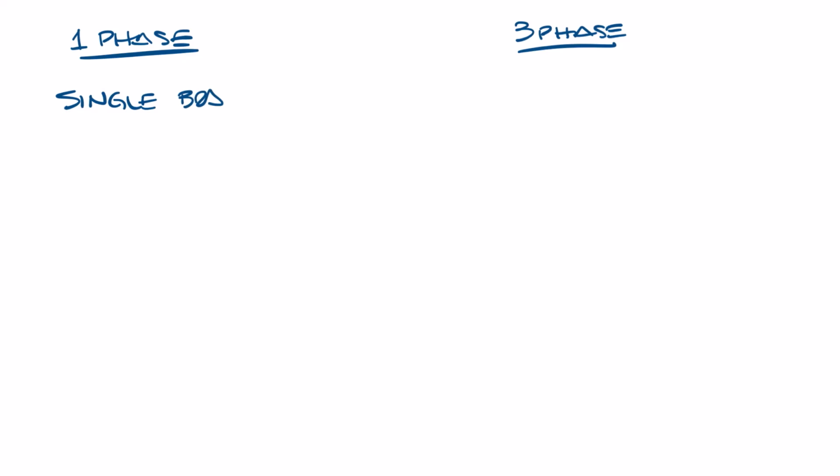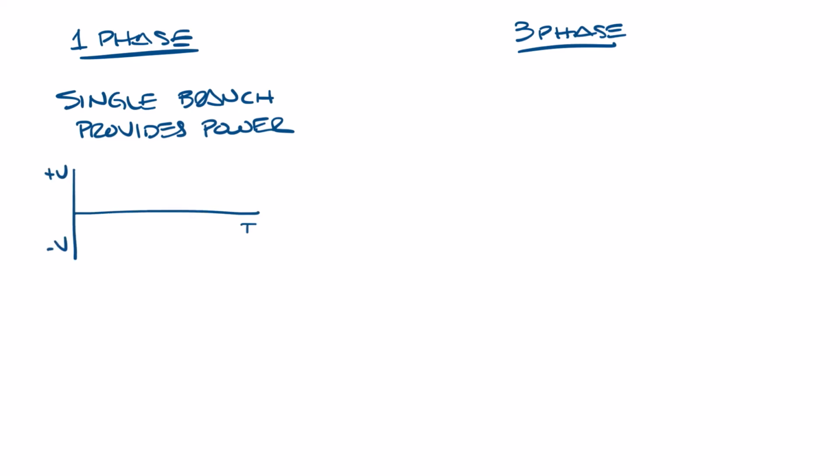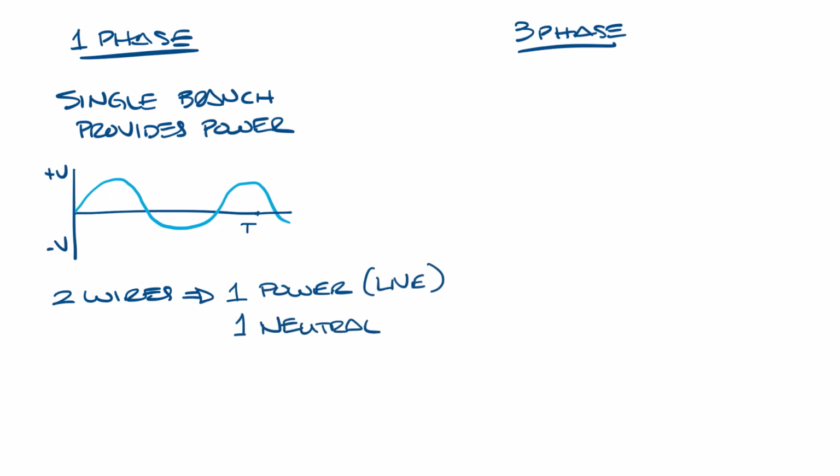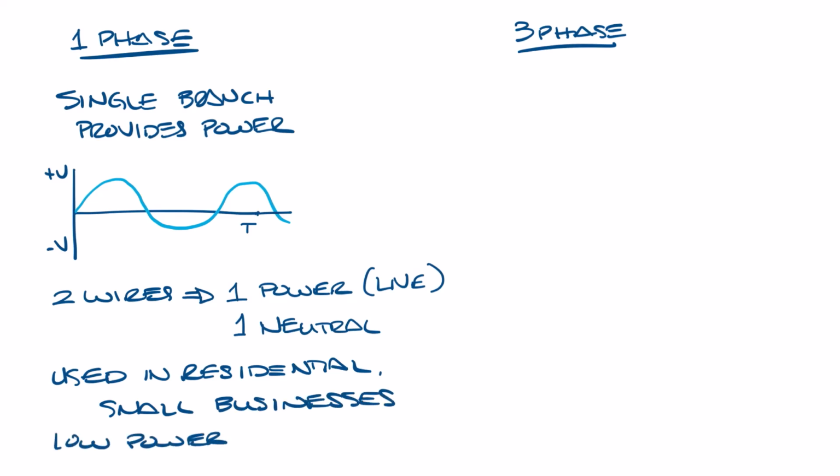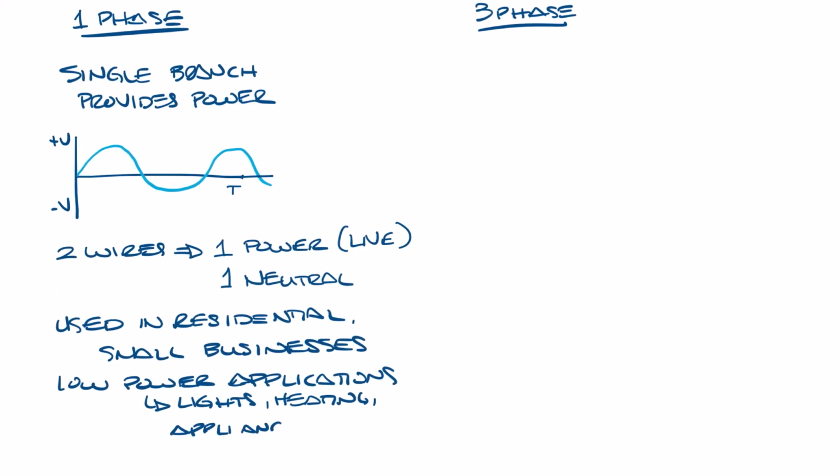Slide this over again and look at 1-phase and 3-phase. In single-phase power, a single branch provides power. Electricity flows through one alternating current waveform. The drawing that I showed earlier for AC is basically single phase. Single-phase power has 2 wires, one for power, the live wire, and a neutral. Single-phase power is commonly used in residential settings, small businesses, or lower power demand applications like lighting, heating, and household appliances. Think of things like refrigerators, TVs, and microwaves.